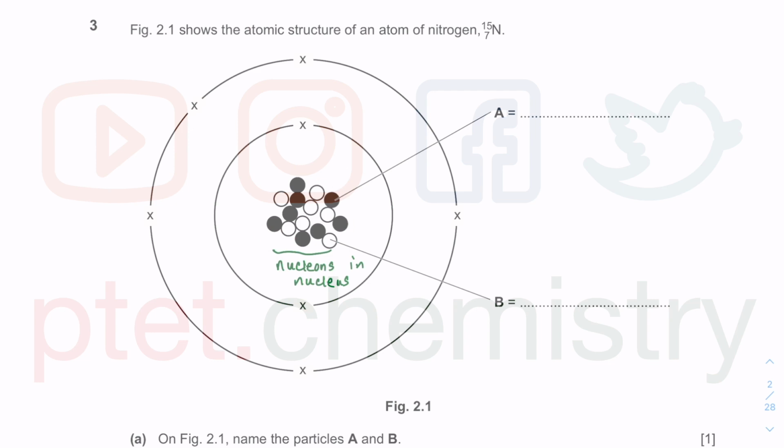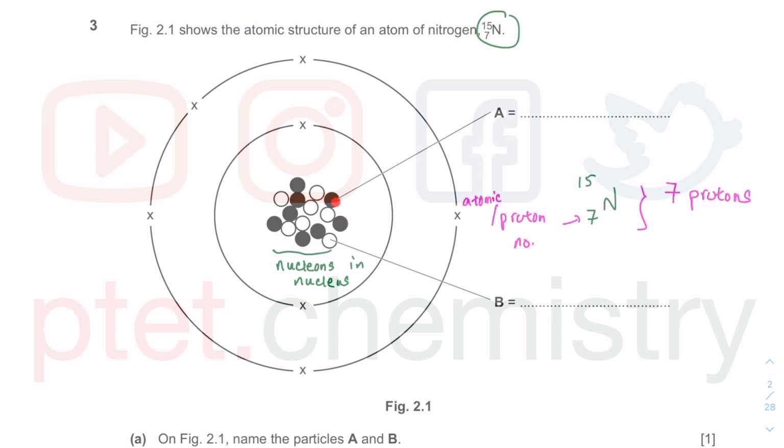Nucleons consist of protons and neutrons. If you look back at this nitrogen-15, 7, which is given in the question, this is the nuclide notation, the international standard. The number at the bottom is called the proton or atomic number. It tells you the number of protons in the nucleus. So there are 7 protons. If you count the black stuff, there's 1, 2, 3, 4, 5, 6, 7, 8. So there are 8 of that black stuff.